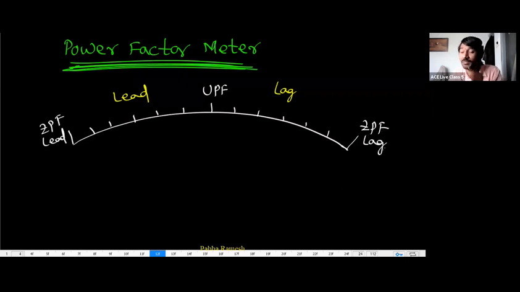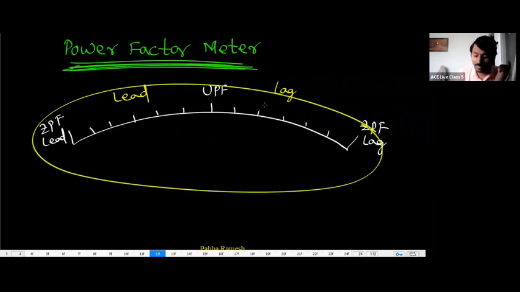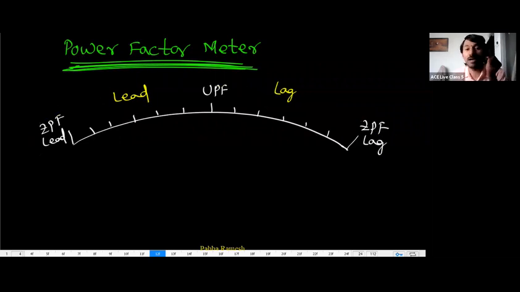0 power factor lagging means pure inductive load. UPF loading means pure resistive load. Like with this one is RL load, this one is RC load. Each and everything is with respect to one of the loading conditions. That is the reason why nothing will be taken as the initial value.